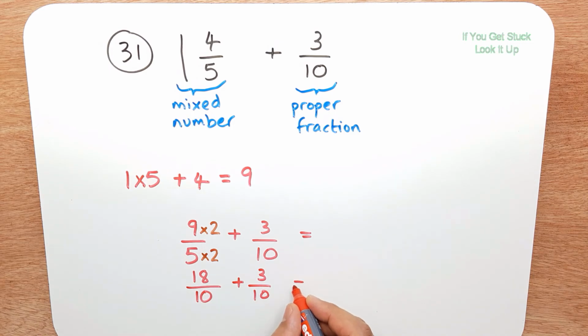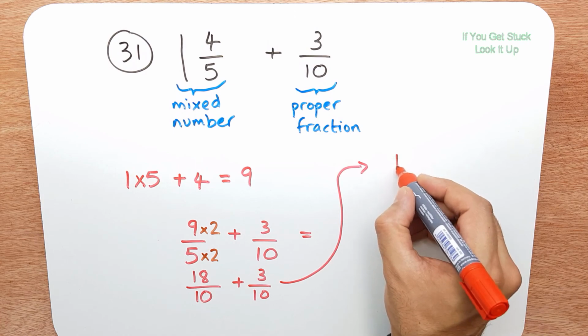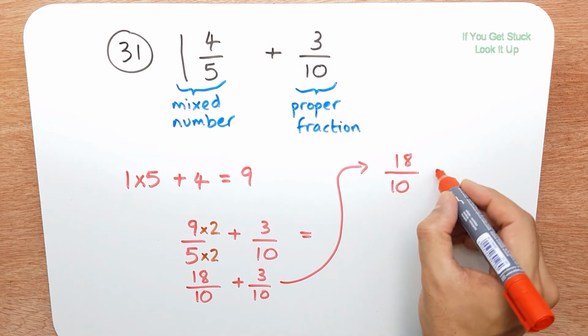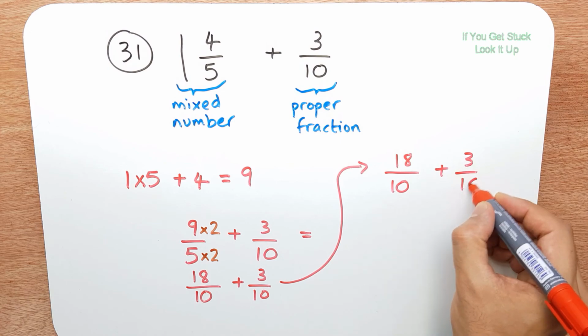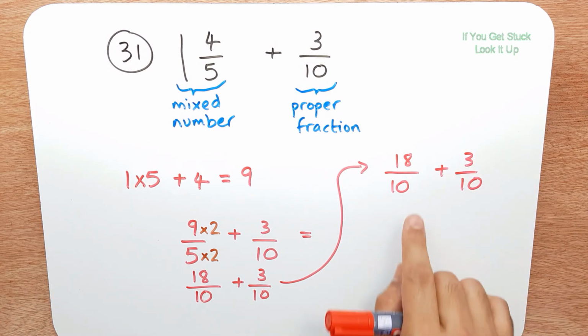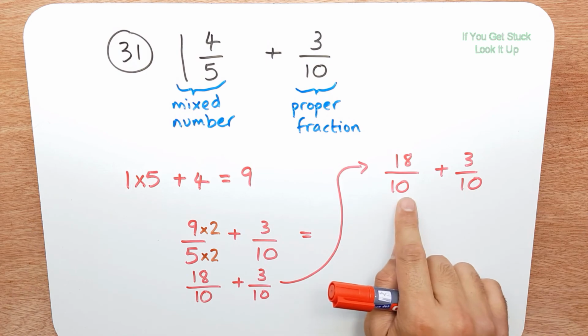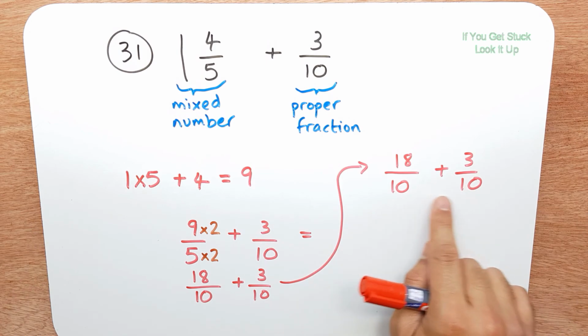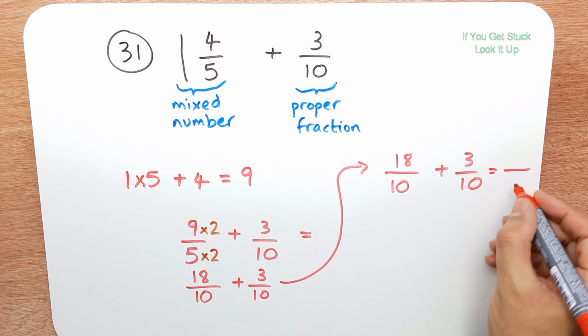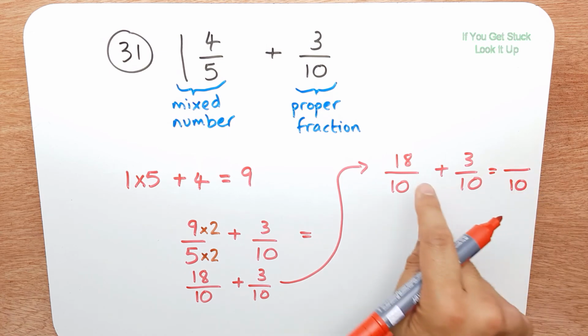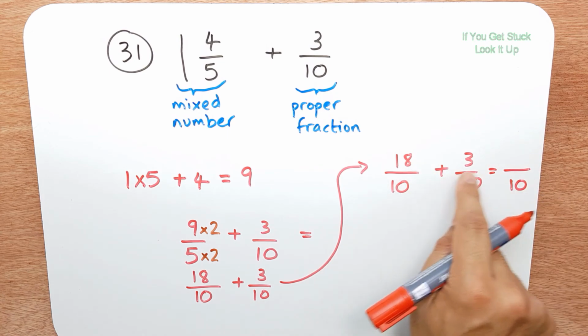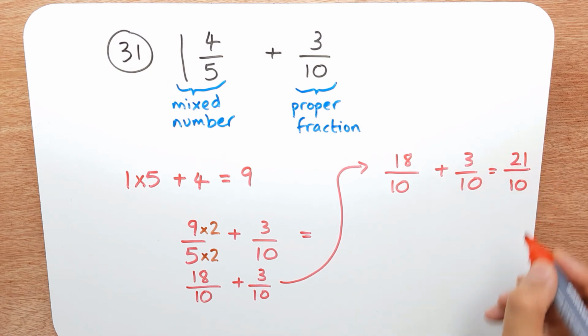So now if you notice, let me take this up here, 18/10 plus 3/10. So now it's easy because these two bottom numbers or the denominators are the same. So all you do is write the denominator and simply add 18, add 3, which is 21.